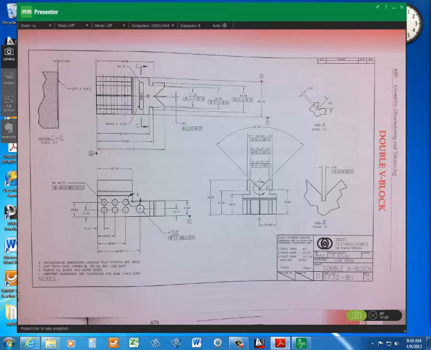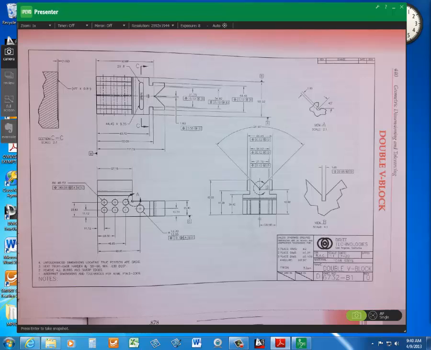Dimensions are in inches and unspecified tolerances. How much does that thing weigh? Oh my God. 60 inches wide, 111 inches long, a 5 foot wide block of steel. I don't know about that. I think that's a mistake.